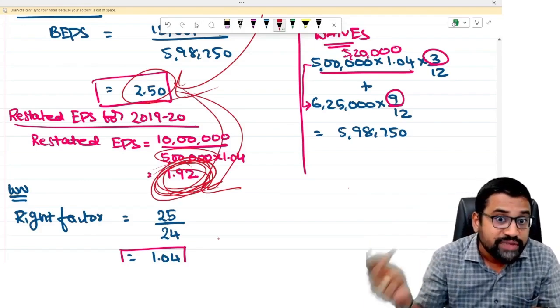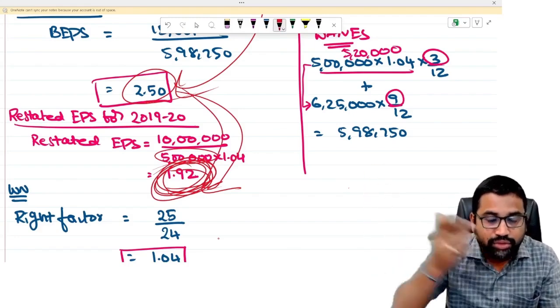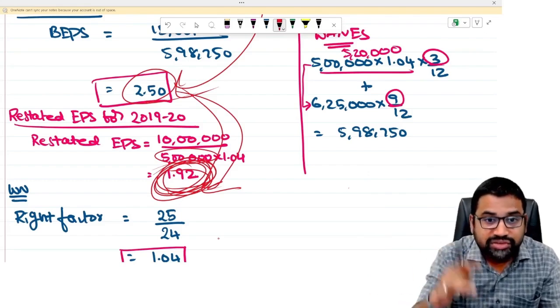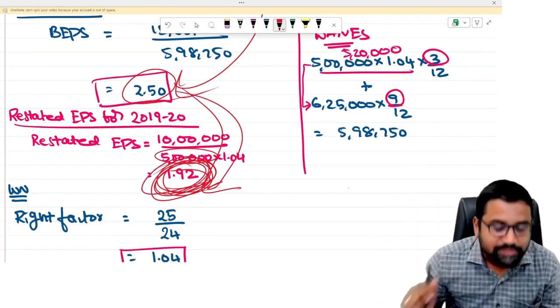You may feel that because of the right issue, the EPS may come down when you compare with last year. So our performance may be bad. But remember, in right issue, there is a bonus element. Now, this bonus, if it is there from the beginning of the last year, this could be our EPS.